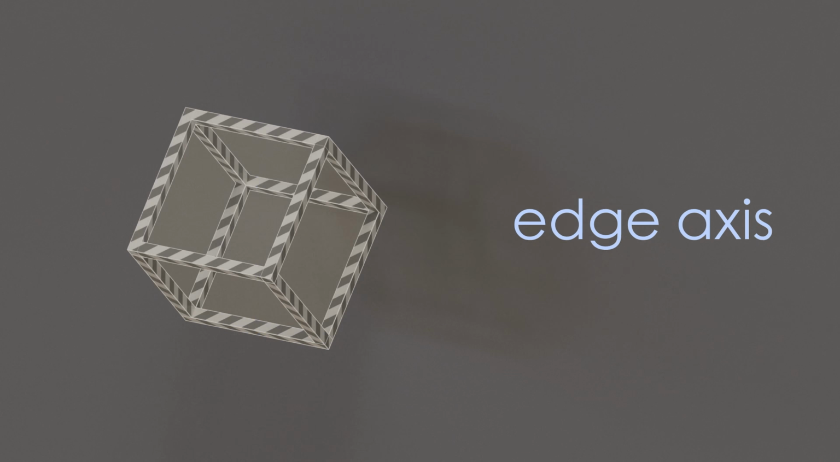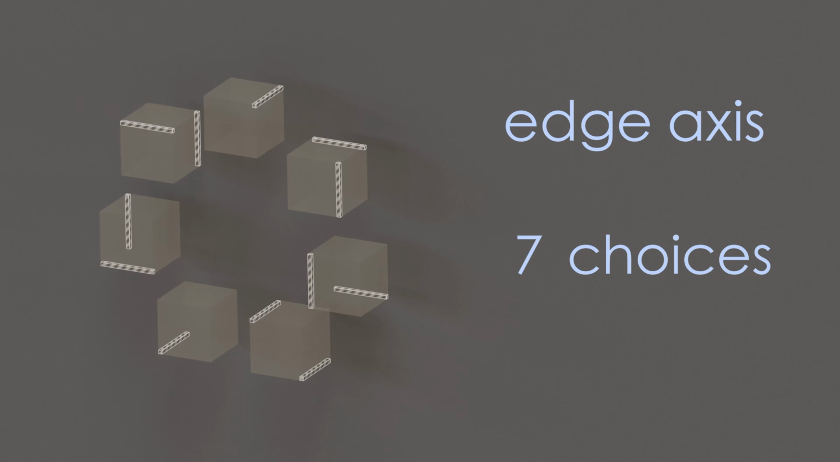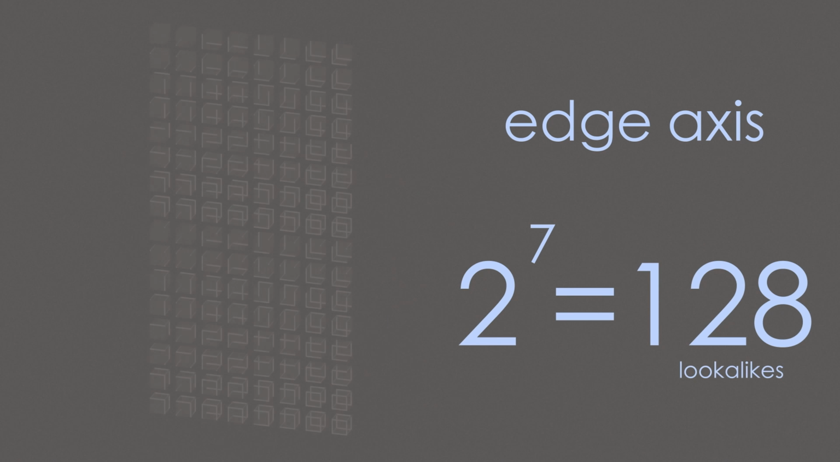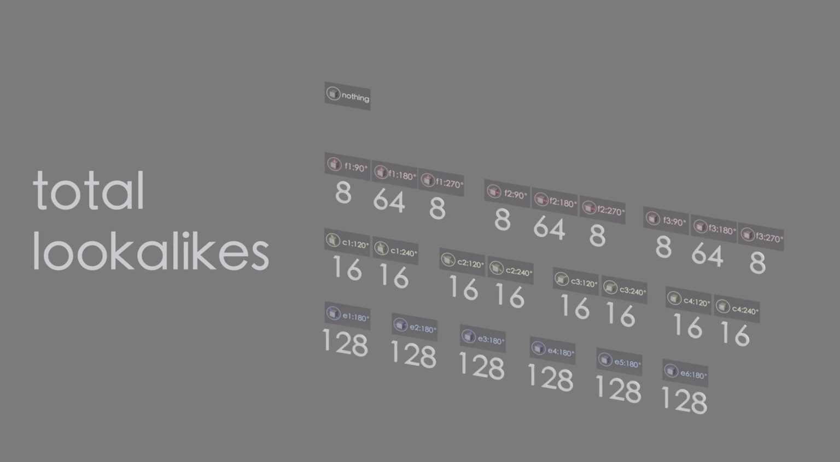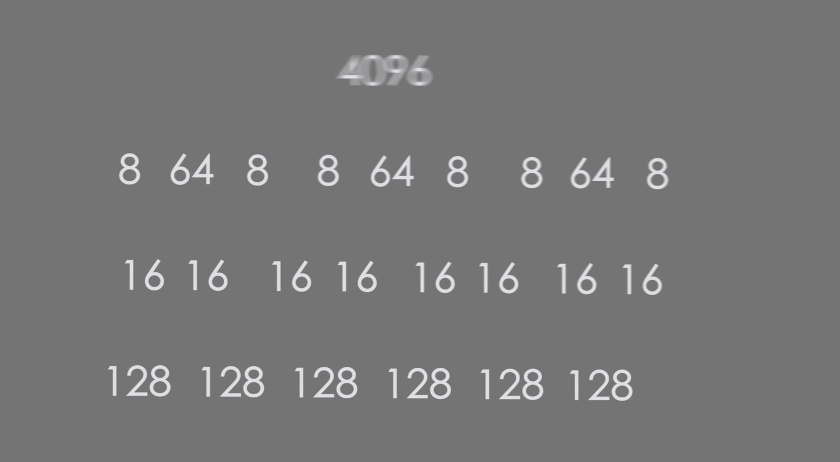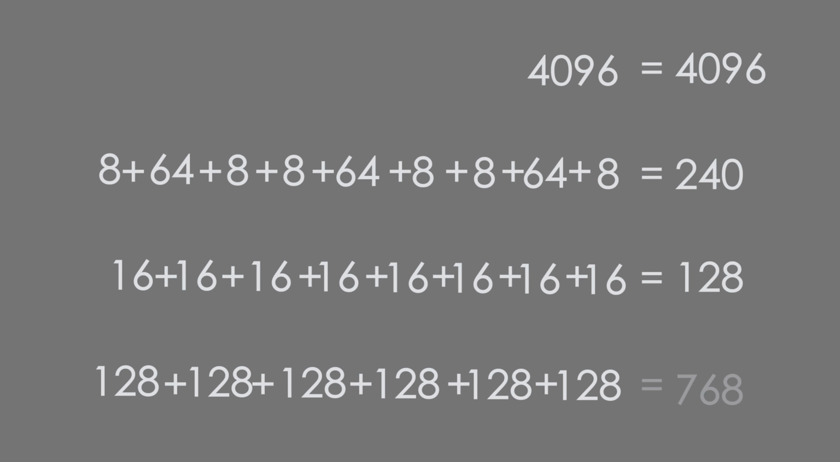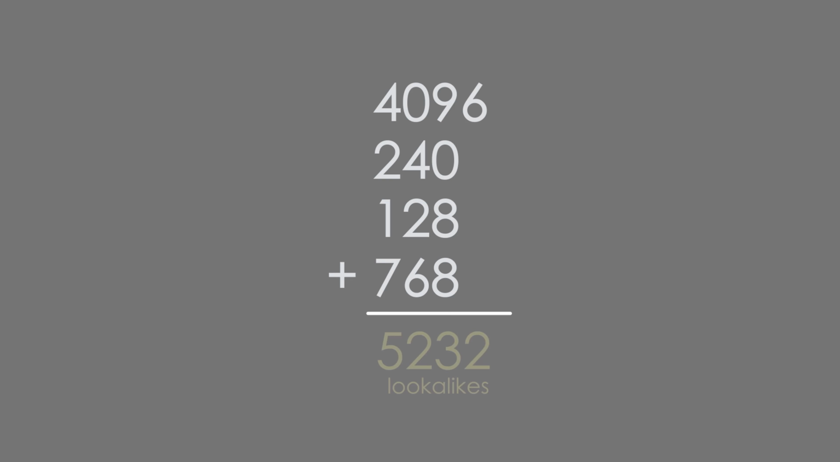This gives a grand total of 7 independent choices for lookalikes fixed by the edge axis rotation, meaning 128 distinct shapes. And after we fill in our final row, we can't forget that the act of doing nothing contributes a total of 4,096 lookalikes to our total. So, we've calculated the number of lookalikes for each transformation, and now we just add it all up. Ultimately, we find 5,232 total lookalikes.